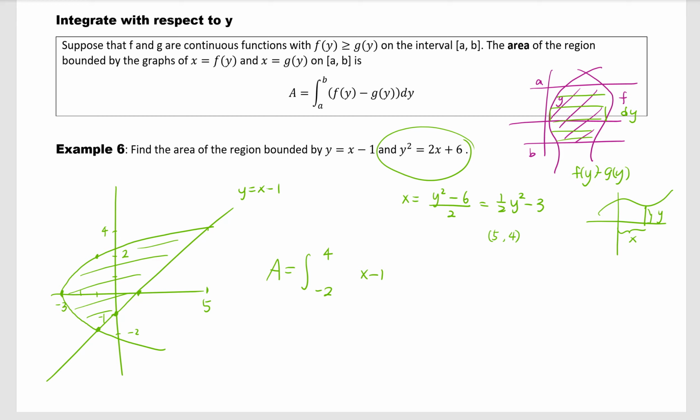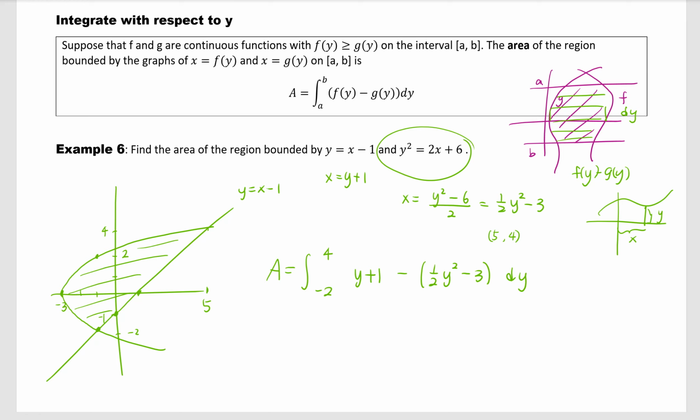So it's x plus 1 minus the parabola. But the parabola, oh, sorry, I almost made the mistake. Remember, what do we want to plug in? We want to plug in x as a function of y. We want to have a y integral, so you need to solve for x. x is actually y plus 1. So y plus 1 minus the other one, the parabola, which is 1/2 y squared minus 3, dy.